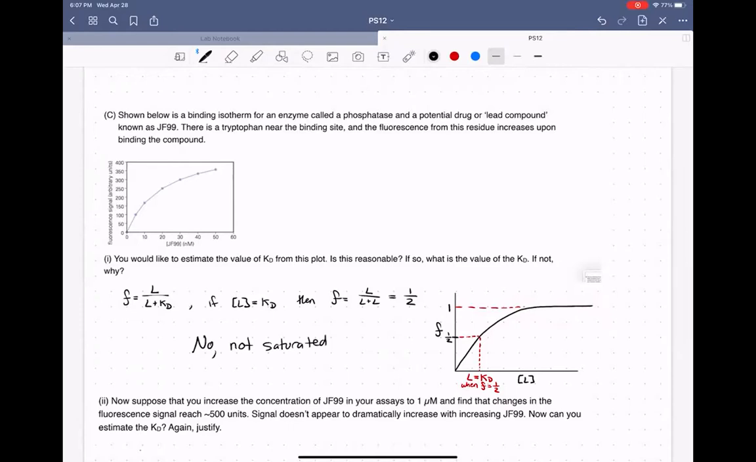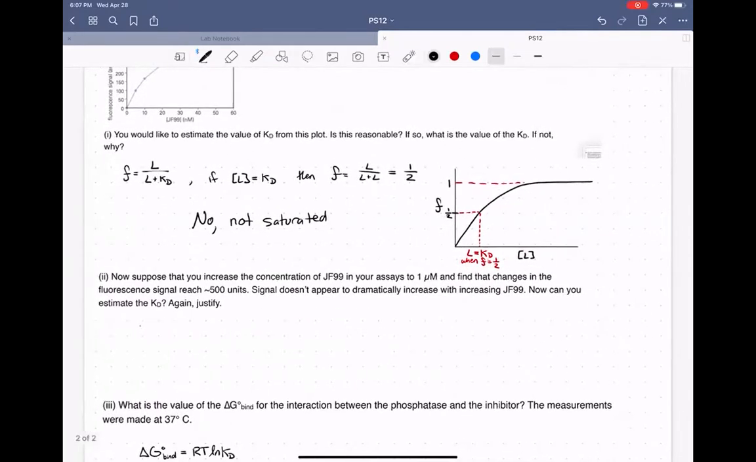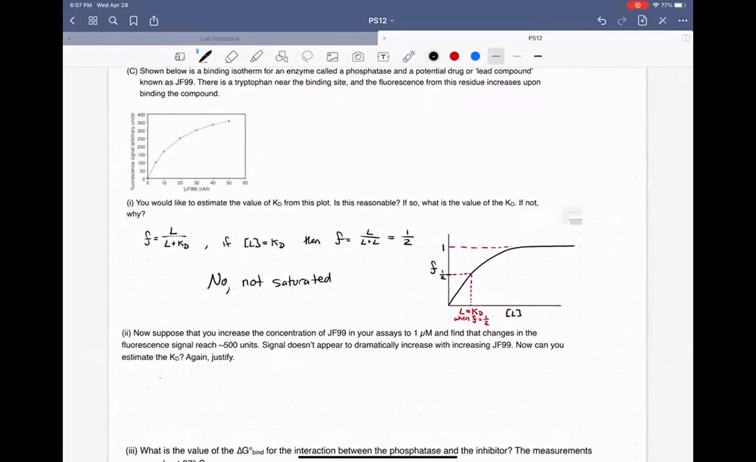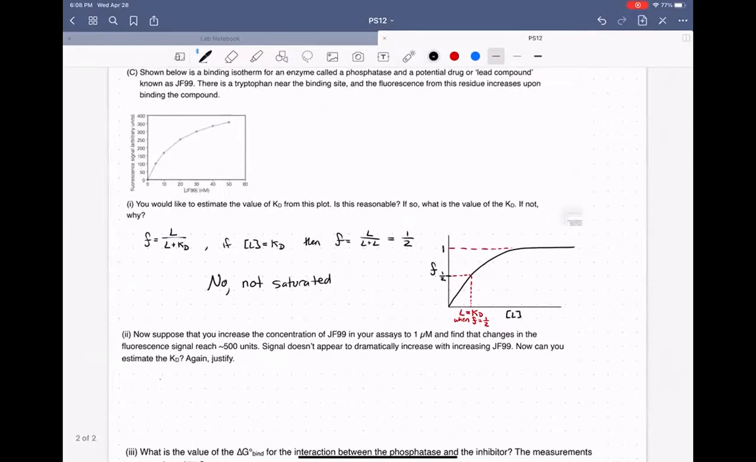Okay. The next question says, now suppose that you increase the concentration of JF99 to 1 micromolar and find the changes in the fluorescence signal reach roughly 500 units and the signal doesn't appear to dramatically increase. Since it states that the signal does not increase anymore, we can assume that we have a steady maximal value and we are at saturation. Therefore, we actually can figure out the KD value.